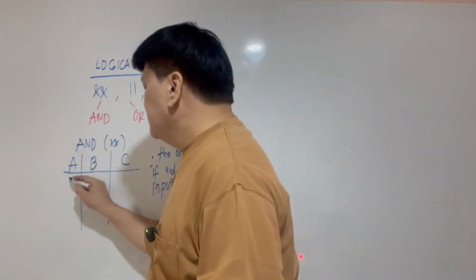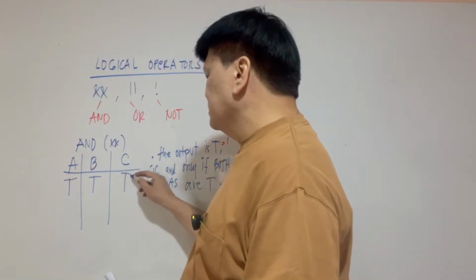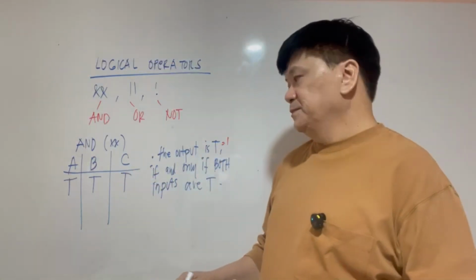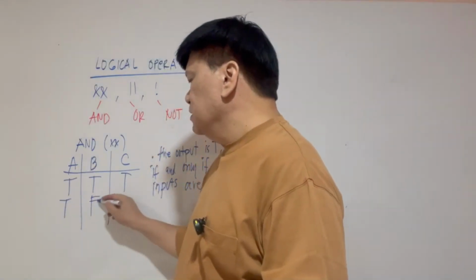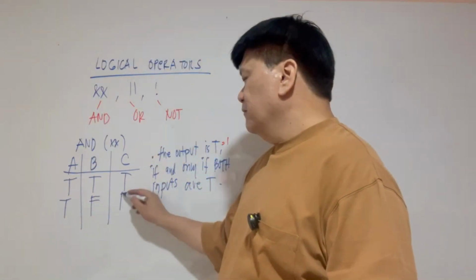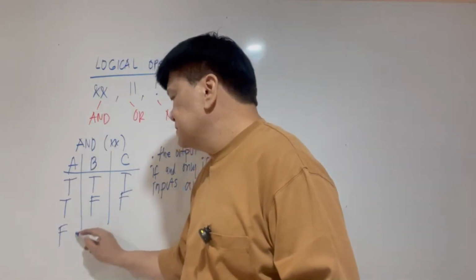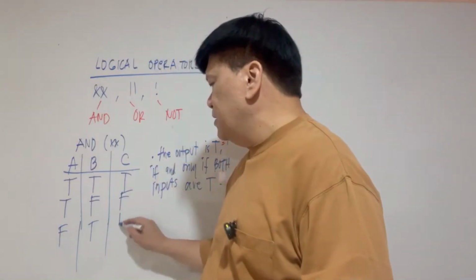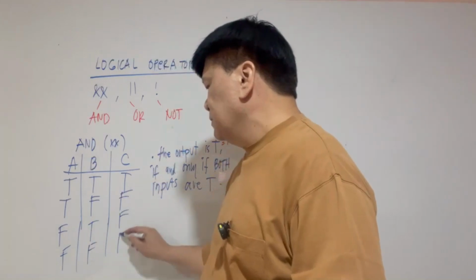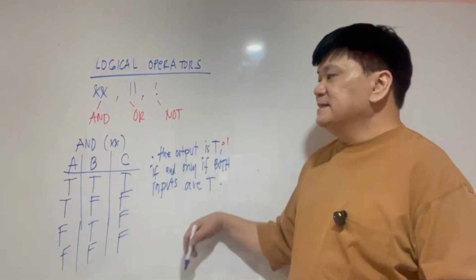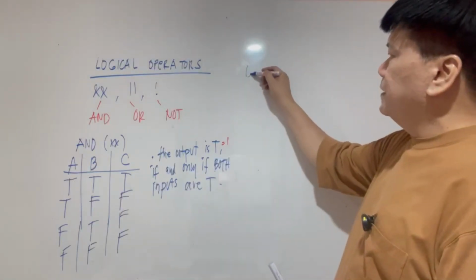Let's say this is true or 1. Then that will give you an output of true. Then this one, for example, true, and then you have false. Then, of course, that will give you an output of false. False and true, that will give you an output of false. And lastly, false, false, that will give you an output of false. That is for the AND operator. Now let's go to the OR operator.